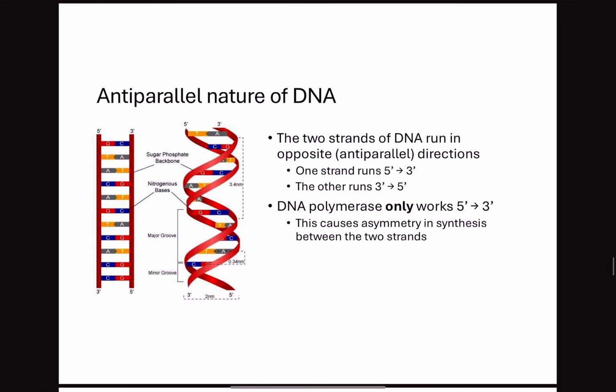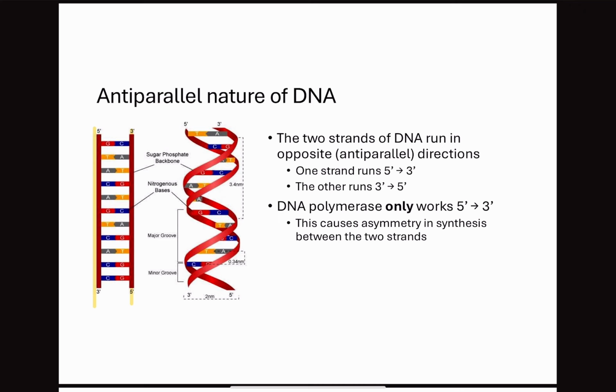So with DNA, its strands run in opposite directions, kind of like two lanes on a street going opposite ways. One strand is going to run 5' to 3', and the other is going to run 3' to 5'. DNA polymerase can only run 5' to 3'. It can only build 5' to 3'.